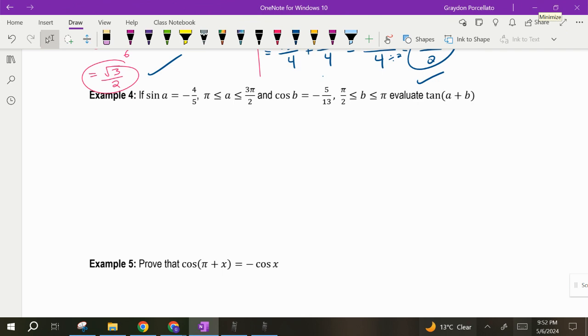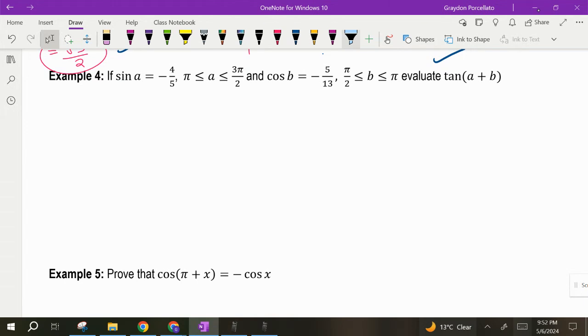Oh boy. If sine of A, oh, I love this stuff. If sine of A, okay, so very important here. This is telling us we don't know what the angle is, but it's telling us that the sine of A is equal to -4/5. Notice we do not know what angle A is. It does tell us that A is between pi and 3 pi/2, but we don't know what it is. That's okay. It's telling us the value of sine of A.